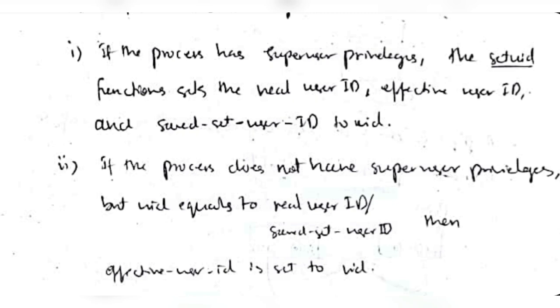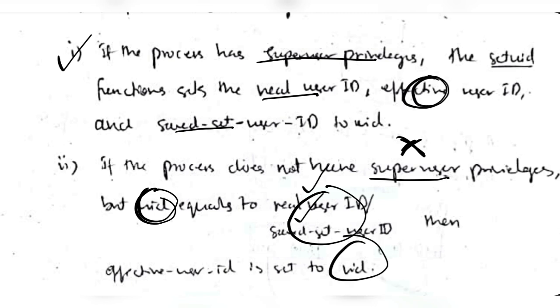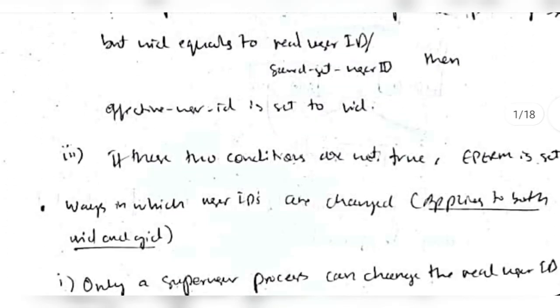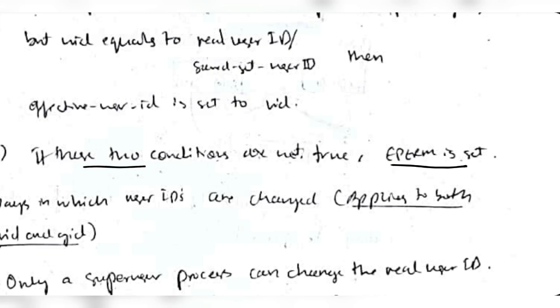In the next case, only the first and the last will be set: the real user ID and the saved set user ID will be equal to UID, and the person does not have super privileges. In the first case the person has super privileges, and in the second case he does not. If he does not, but UID equals the real and saved user ID, then the middle one will also be converted to UID. And if both conditions are not true, then the EPERM error is set.